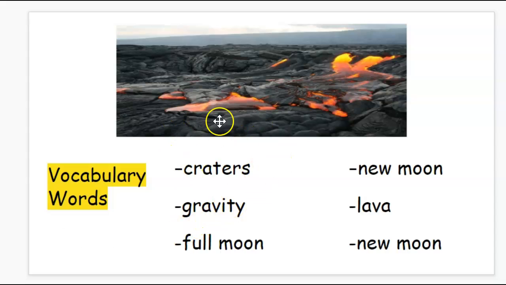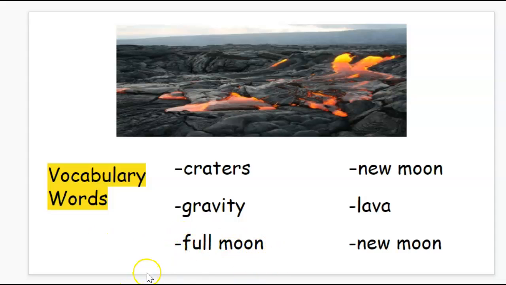What are craters? Craters are large bowl-shaped holes, and you're going to see that the moon has lots of craters, and maybe you already know that. Gravity. What's gravity? Well, gravity gives you weight and keeps you on the ground. If you're on the moon, you don't have any gravity, and you'll notice that when we watch our video.